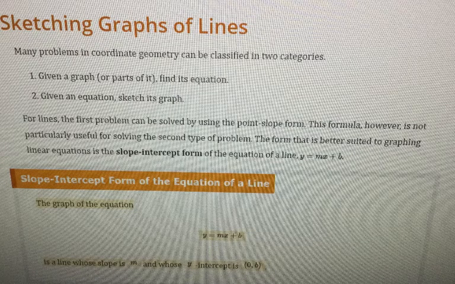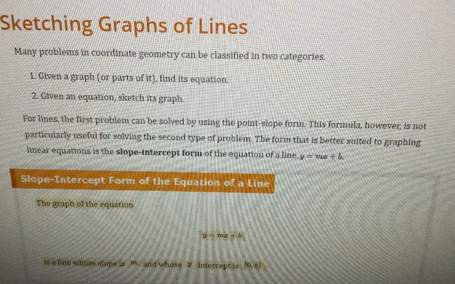Okay, so we're going to be now sketching graphs of lines. Many problems in coordinate geometry can be classified in two categories. Given a graph, or a part of it, we want to find its equation, or given an equation, sketch its graph. So you see how we're just going back and forth. If I'm given the graph, can I find the equation? Or if I'm given an equation, can I sketch the graph? For lines, the first problem can be solved using the point-slope form. This formula, however, is not particularly useful for solving the second type of problem.